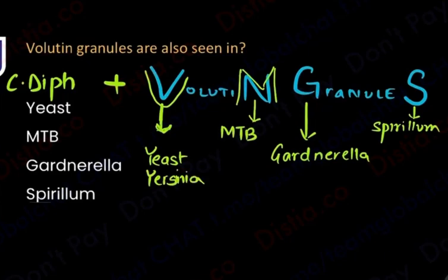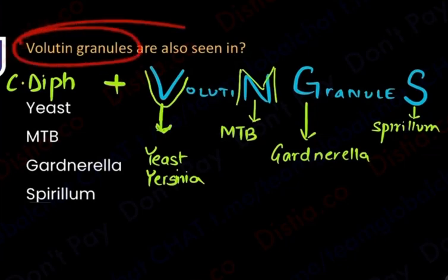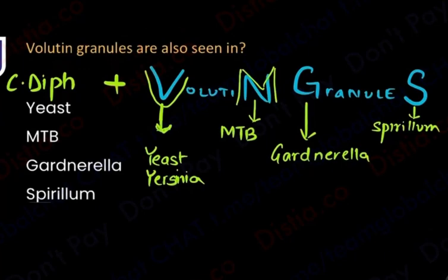तो एक और Y भी add कर सकते हैं, ठीक है? So that is how I have learned it. I try to make these छोटा mnemonics, but I try my best that the mnemonic should come from the name. Otherwise, ABCD gets all messed up in the paper. So volutin granules tells me that the G is gonna be for Gardnerella, S is gonna be for Spirillum, V ka we are gonna make a Y that is gonna help me with yeast and Yersinia, and N ka I'm gonna make an M and that is gonna help me in Mycobacterium TB.